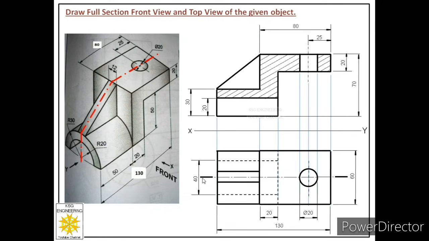We know the cutting plane line is a chain thin line. The only difference is that the first long dash and the last long dash of the chain thin line are thick in case of the cutting plane line. And on these two dashes we add arrowheads. So now you can see we are ready with the full section front and top view of this object.